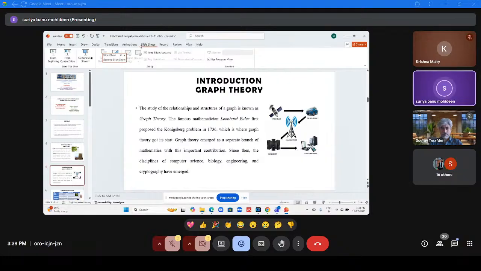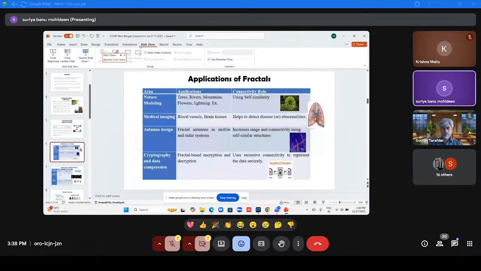Next is the introduction about graph theory. The study of relationships between structures of a graph is known as graph theory. This was introduced by the great mathematician Leonhard Euler in the year 1736 with the Königsberg problem, where graph theory got its start. Graph theory emerged as a separate branch of mathematics with this important contribution. Since then, the disciplines of computer science, biology, engineering, and cryptography have emerged.